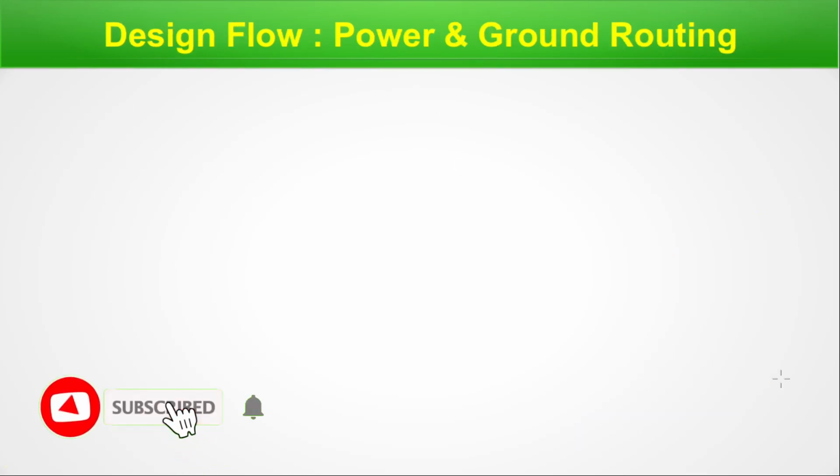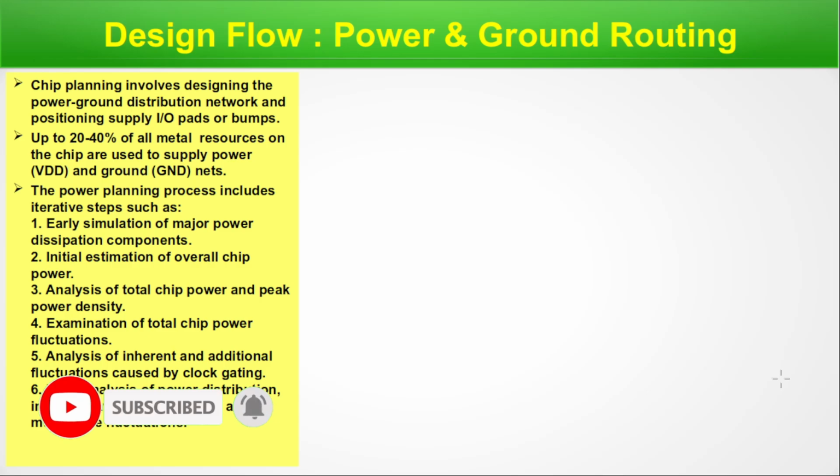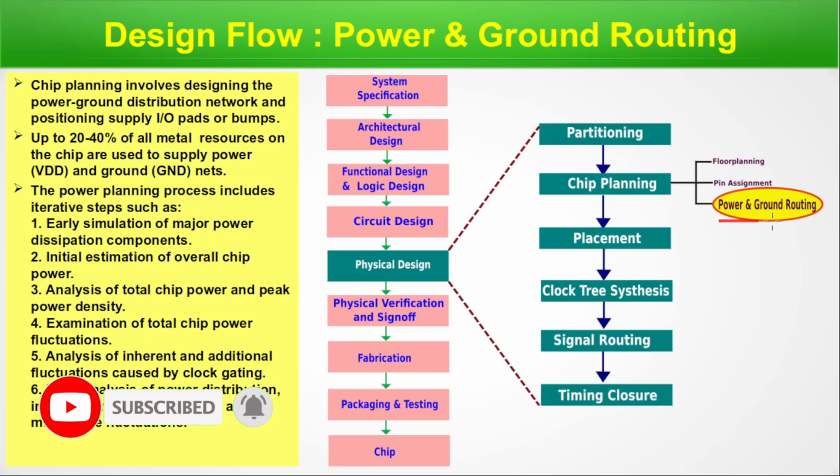Now we will see power and ground routing. Again, this diagram, this is power and ground routing. So chip planning involves designing the power and ground distribution network and positioning supply I/O pads or bumps.